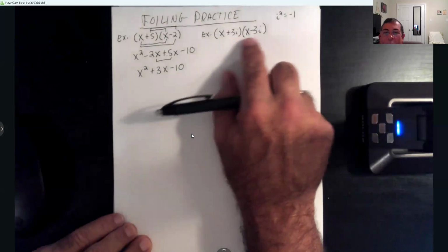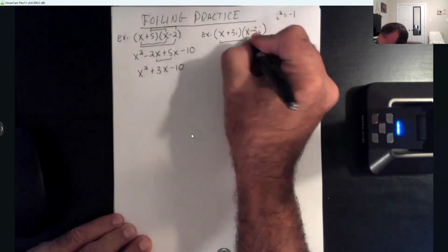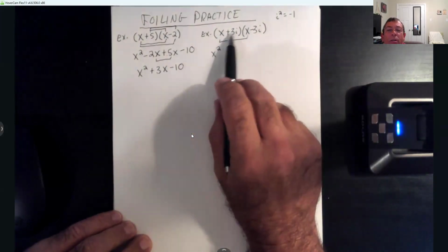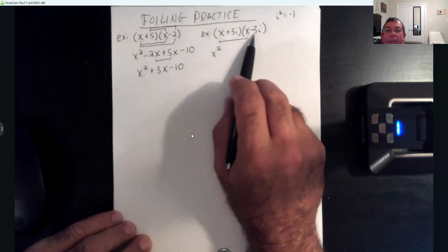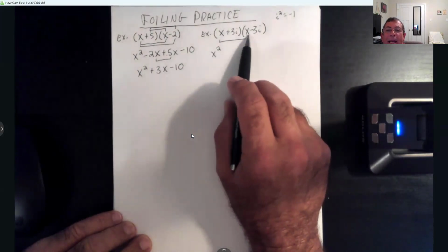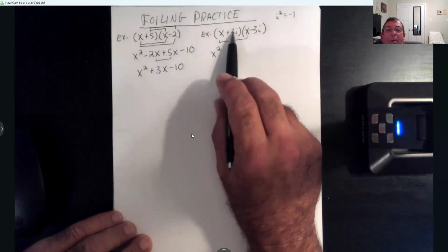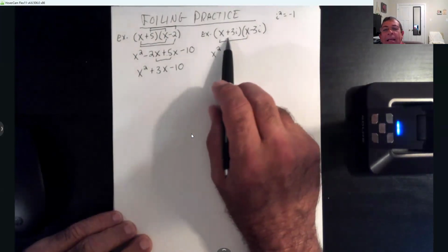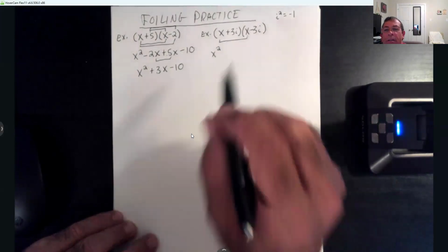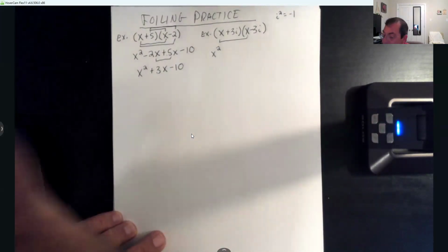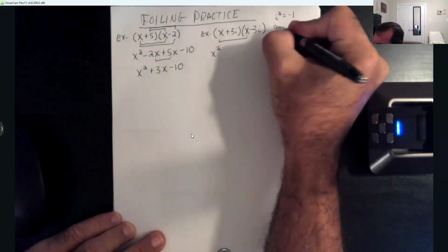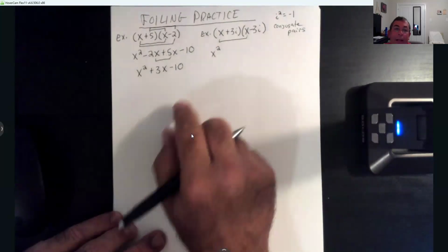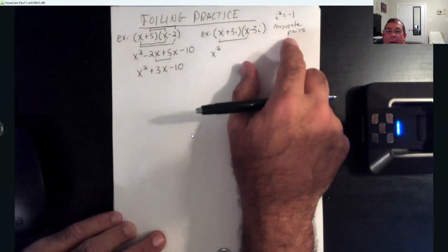So watch what happens when we FOIL this. You get x times x, which is x squared. And y'all, I want y'all to notice, these are conjugate pairs, x plus 3i, x minus 3i. They're exactly the same other than one's being added and one's being subtracted. Anytime we FOIL conjugate pairs, the middle two terms are going to cancel. So remember, these are conjugate pairs. And that even works with regular numbers, and I'll show you that also.